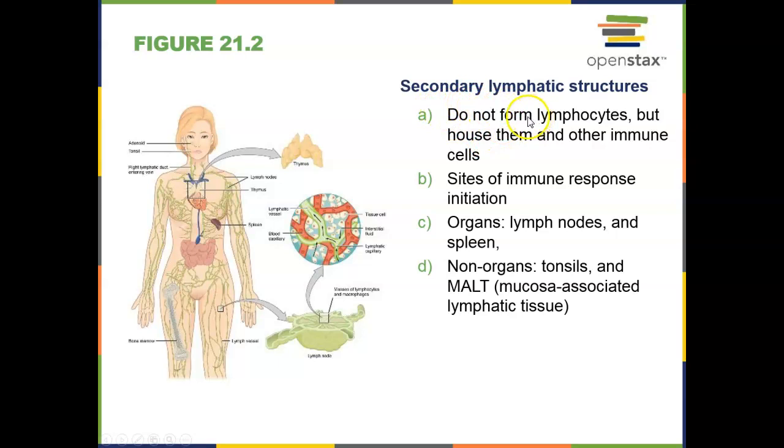Then we go to the secondary lymphatic structures. These do not produce lymphocytes, but they house them for an immune response. So they're going to house a bunch of lymphocytes, and the lymphocytes then are able to initiate a response when some pathogen comes along. So we're going to look at lymph nodes and the spleen, and then we'll look at some structures that are not considered organs, but they're still considered structures of the lymphatic system. They're tissues, lymphatic tissue, okay?